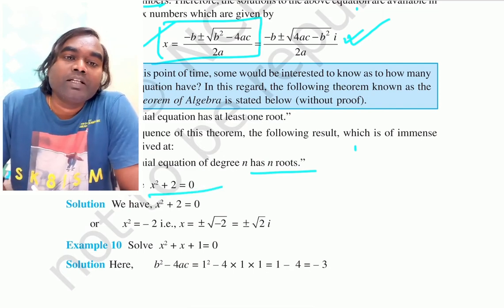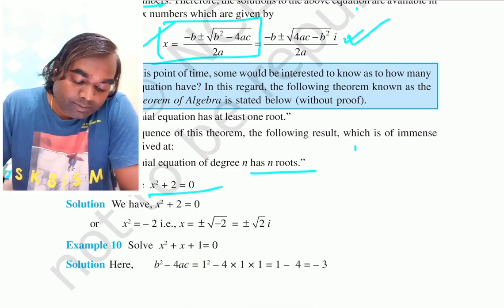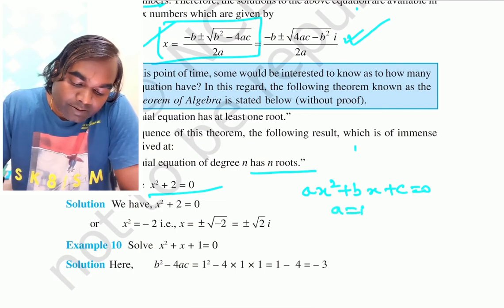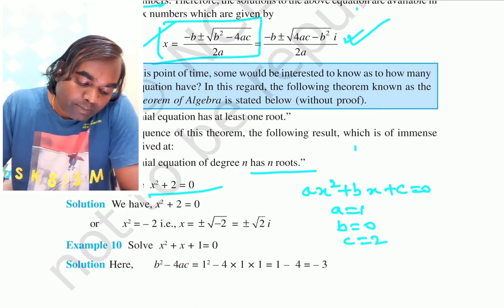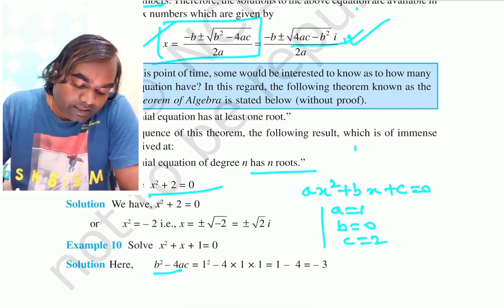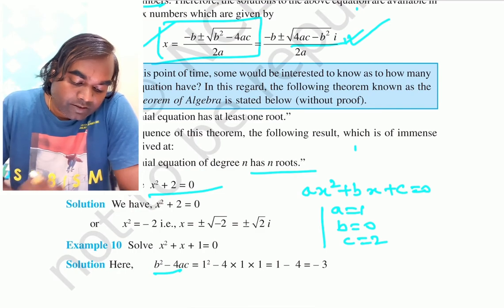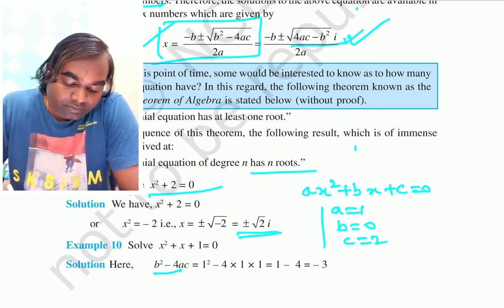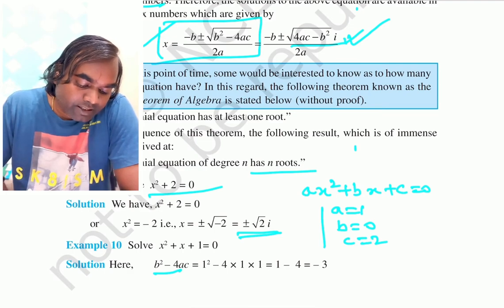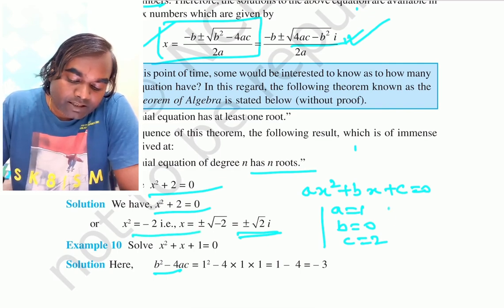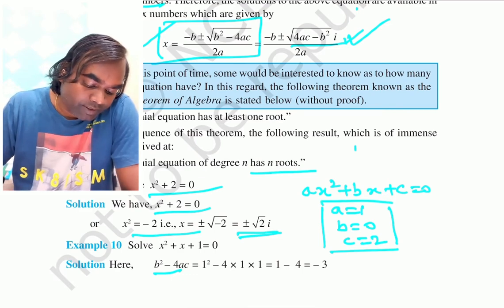So solve x square plus 2 is equal to 0. We have to solve this. By comparing with ax square plus bx plus c is equal to 0, we see that a is equal to 1, b is equal to 0 and c is equal to 2. By substituting these values in the formula, we can get that the solution will be equal to plus minus square root 2 i. Because this is a very small equation, you can directly write it also, but by application of the proper formula you can also solve it.